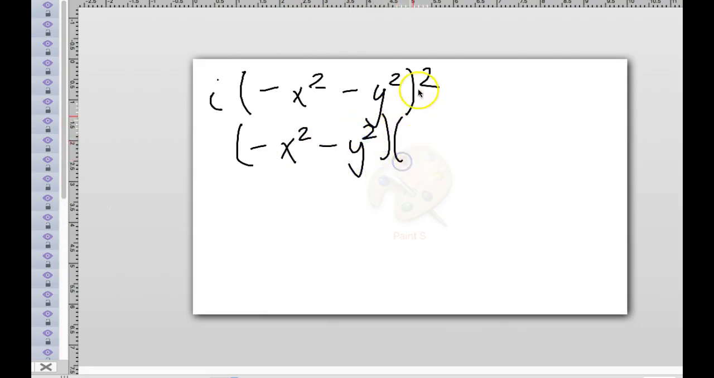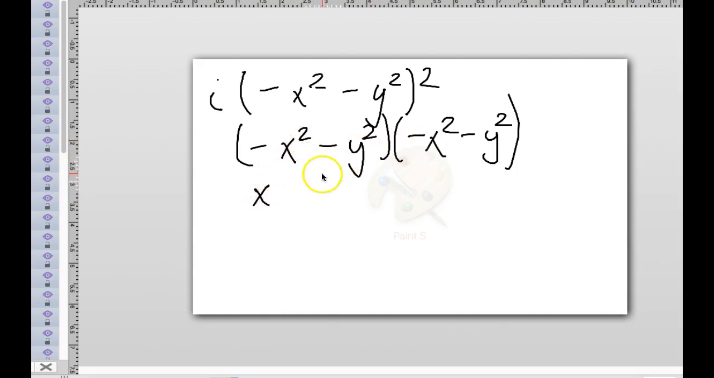Okay, and then again, because that's squared, that means there's 2 of them, and they're being multiplied. So first, this term times that term. We have negative and negative. When we multiply these, we want to multiply the coefficients first. This is like a negative 1 and a negative 1. Negative 1 times negative 1 is a positive 1, so I just put x. X squared times x squared is x to the 4th.